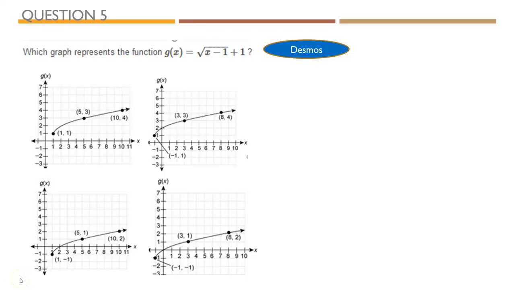All right, this is question 5 from the Unit 2 test. What you would do here says which graph represents this function g of x equals the square root of x minus 1 plus 1.